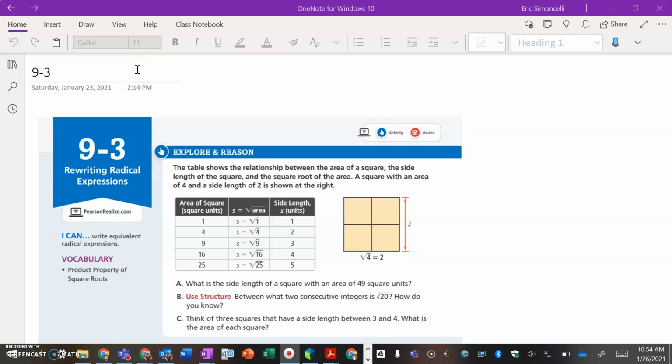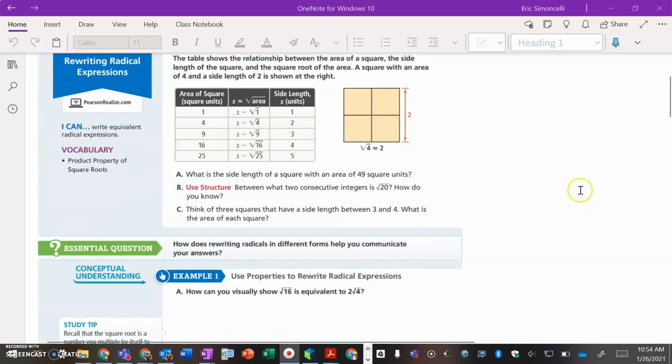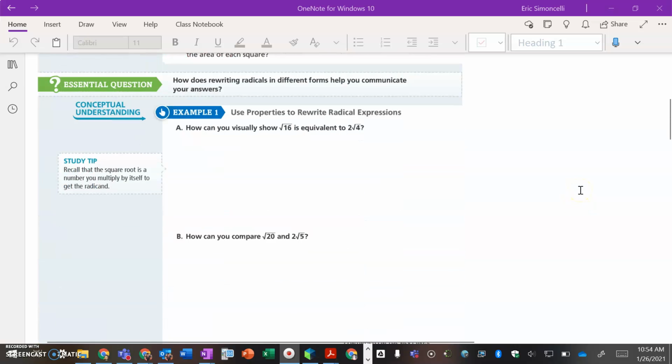Hello students, and welcome to section 9-3, Rewriting Radical Expressions. So to jump in here with example 1, we'll use properties to rewrite radical expressions for part A.